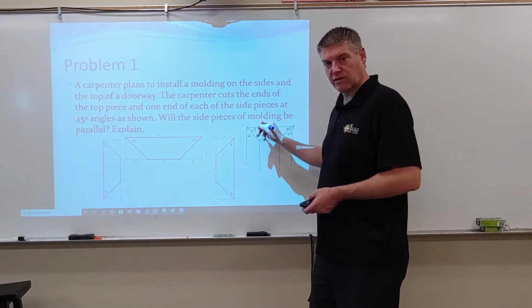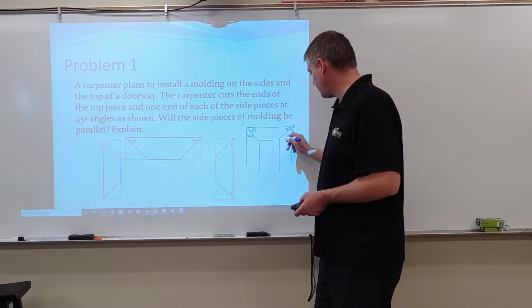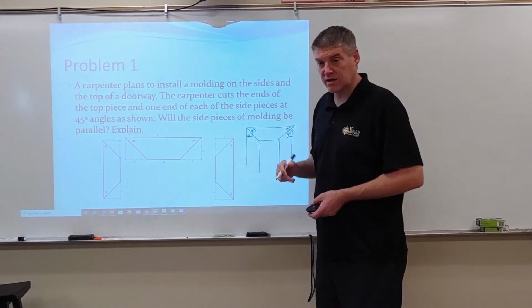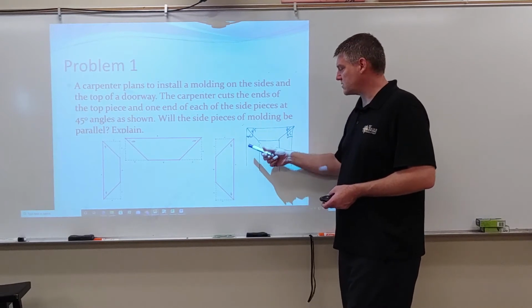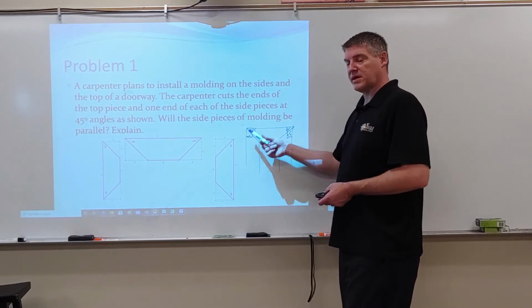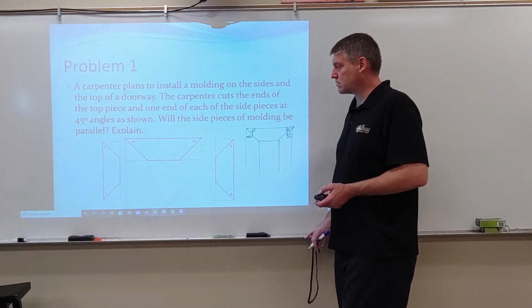Well, what is this whole angle here? Well, this whole angle is 90. This whole angle is 90. So, yes, the sides of the molding will be parallel because the sides are perpendicular to the same edge. Okay?